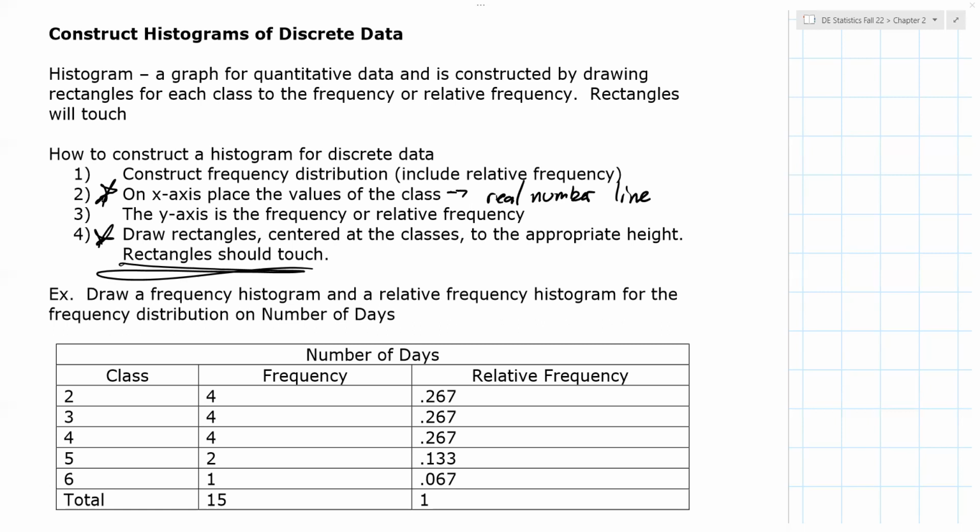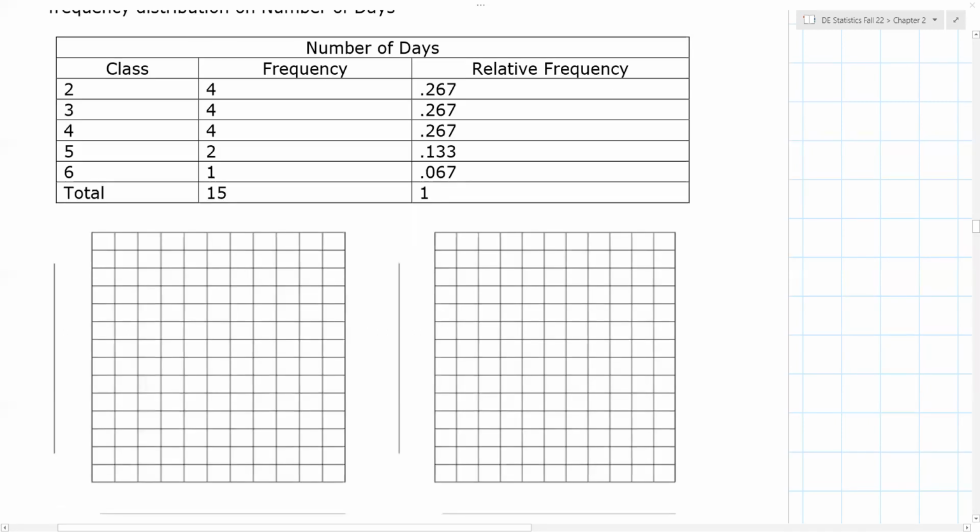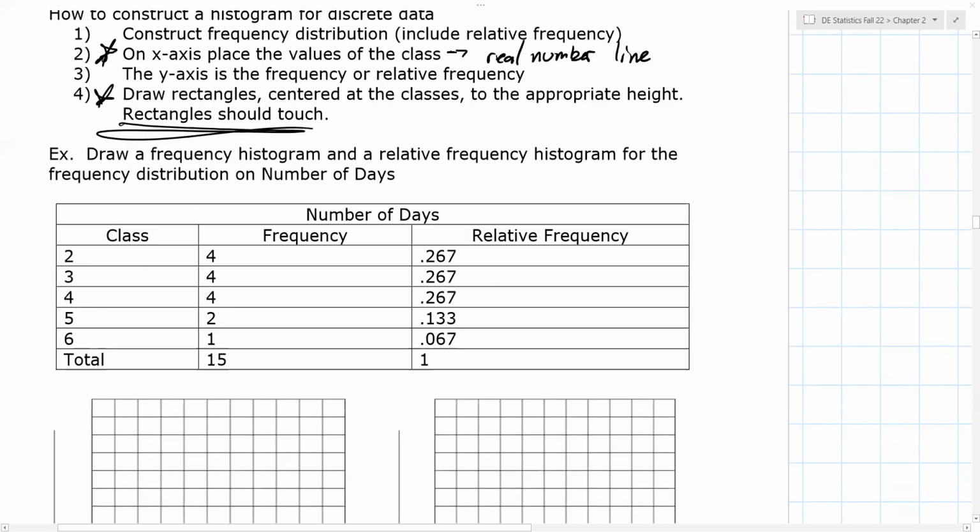So we are going to make 2 different histograms. We are going to make both a frequency and a relative frequency histogram for the number of days. So this is the data set we just created and just used. So you can go down and check to make sure that your answers are the same as this. And then we are going to make a histogram out of both sets. So we're going to make one using frequency and one using relative frequency. All right, let's get to it.